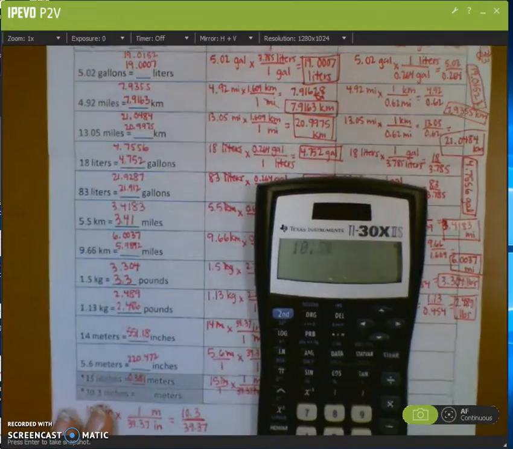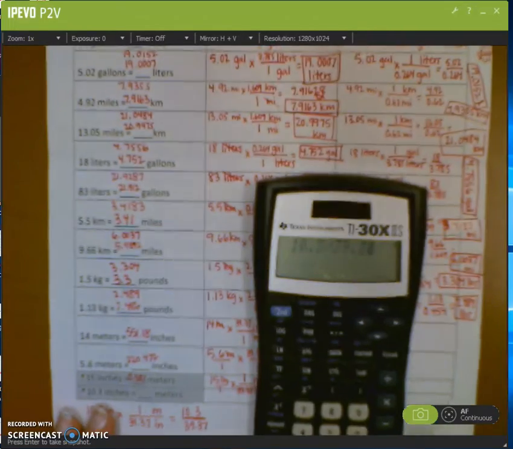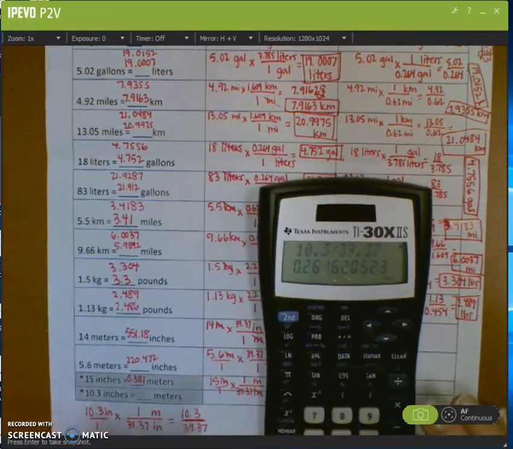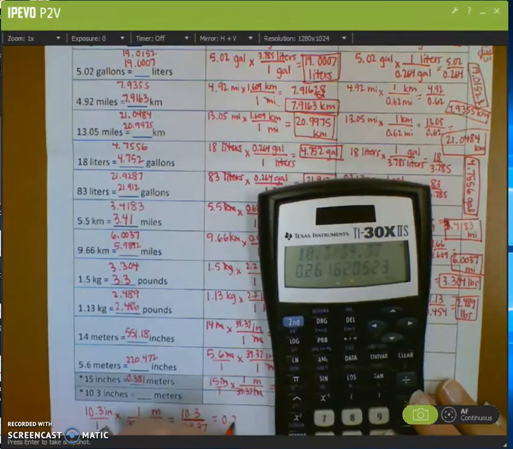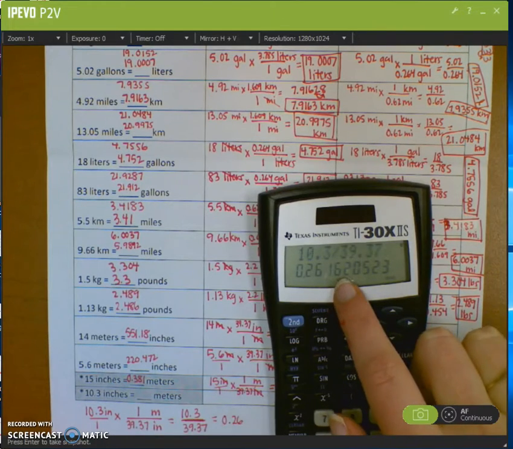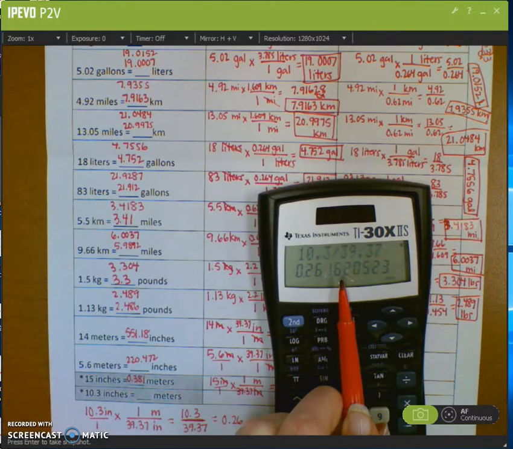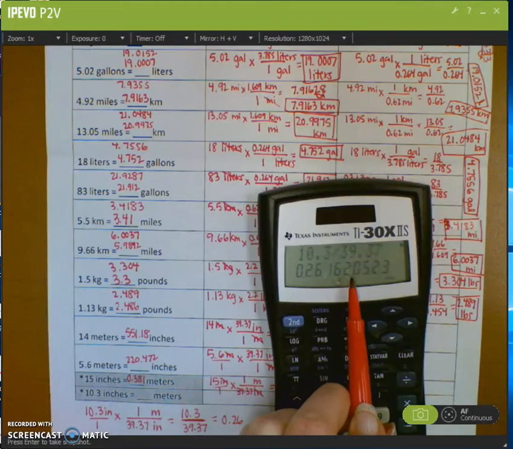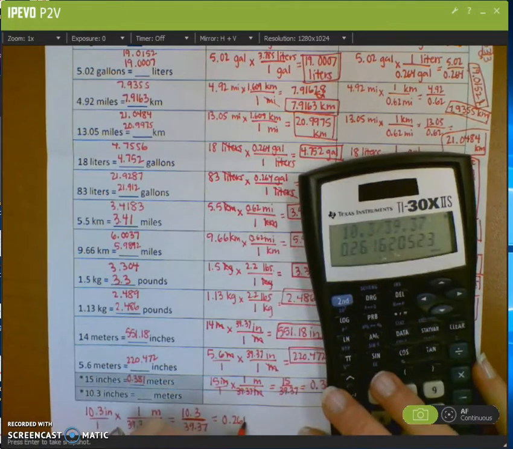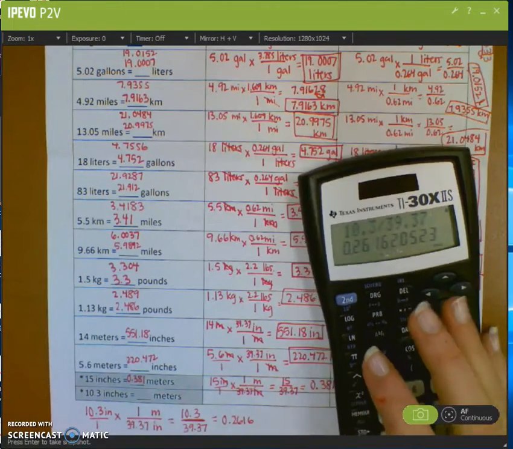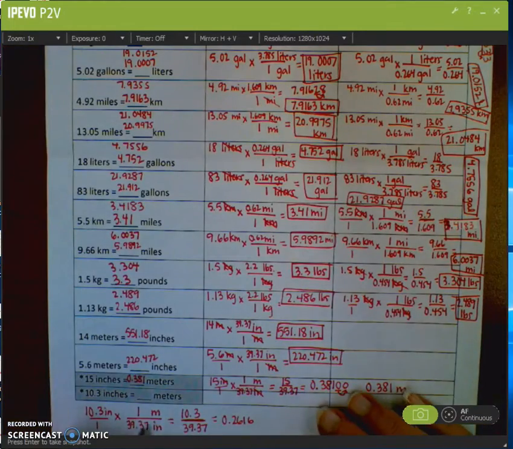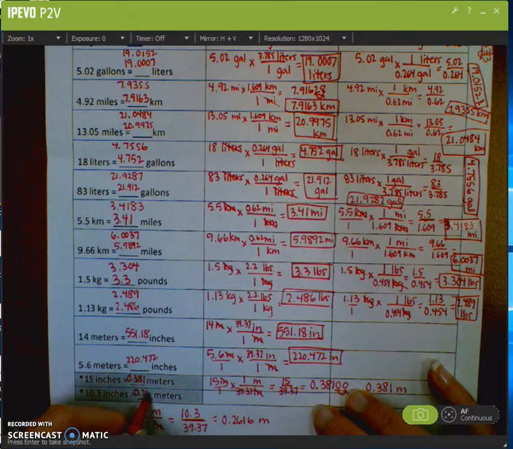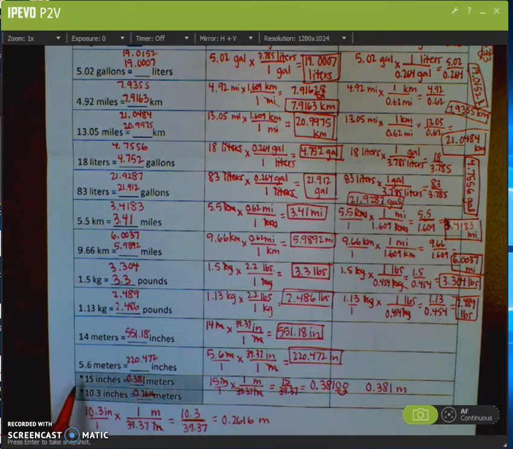So 10.3 divided by 39.37 gives me 0.2616. 6 is tens, hundreds, thousands, 10,000. 6 is in my thousands place. The 2 tells my 6 to stay the same. So 0.2616. My label left is meters. So 0.2616.